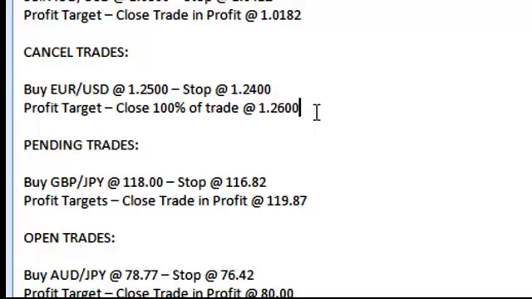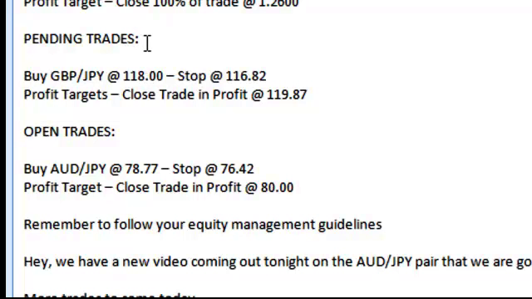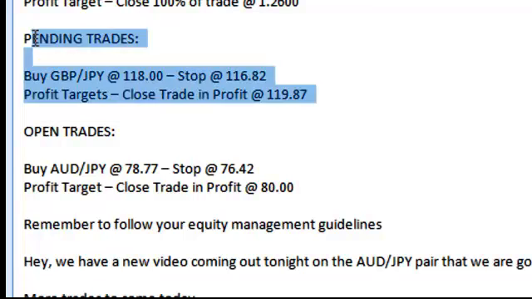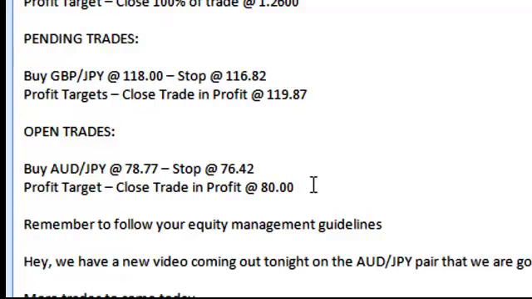Okay? Pending trades. Pending trades are trades that we have already sent you. You've already entered them into the software, and now we are just waiting for them to happen. Okay, and I'll show you this hands-on here in a second. And open trades.